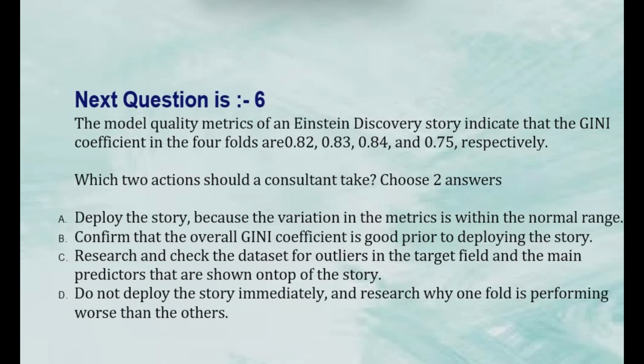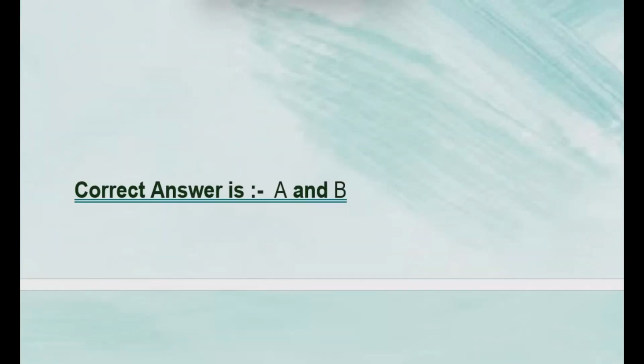Option A, deploy the story because the variation in the metrics is within the normal range. Option B, confirm that the overall GINI coefficient is good prior to deploying the story. Option C, research and check the dataset for outliers in the target field and the main predictors that are shown on top of the story. Option D, do not deploy the story immediately and research why one fold is performing worse than the others. Correct answer is option A and option B.